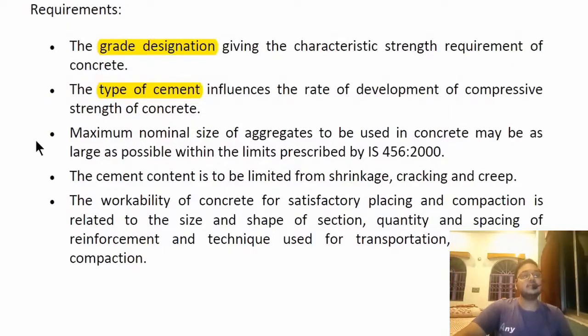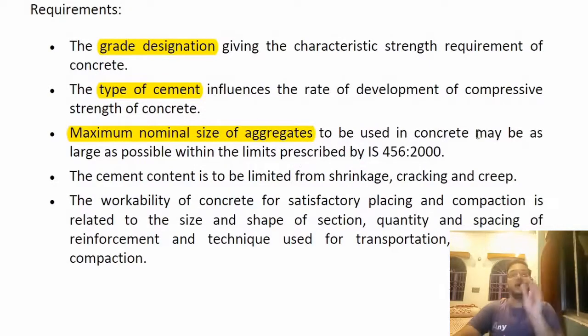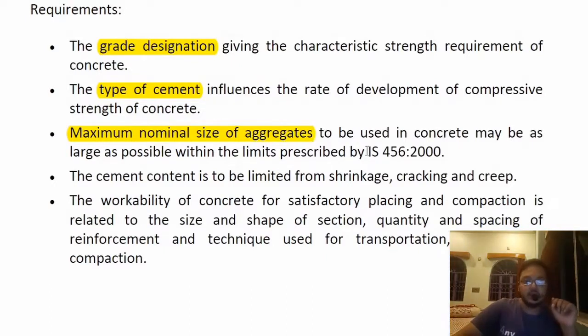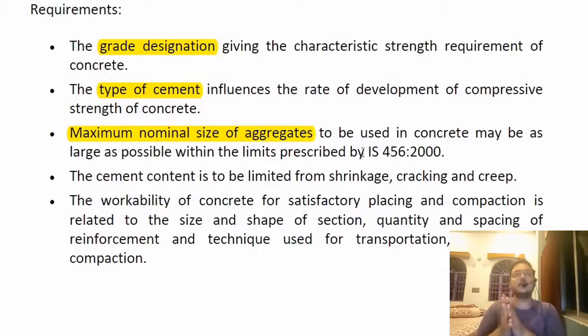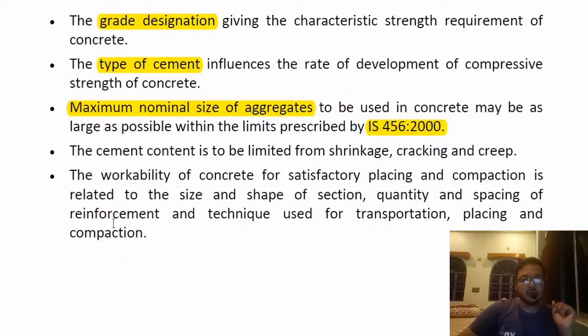The next requirement is the maximum nominal size of aggregates to be used in the concrete. The next idea should be about the aggregates. The maximum nominal size to be used in concrete may be as large as possible within the limits prescribed by IS 456. So we don't take very small aggregates, we take somewhat larger aggregates, and there is a certain limit beyond which we won't take any aggregate. All these things are prescribed by IS 456.